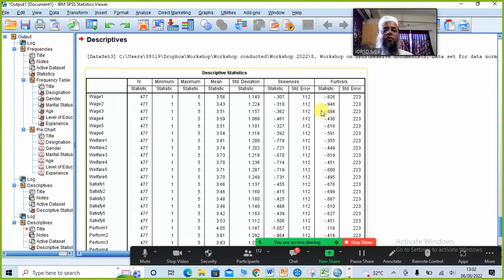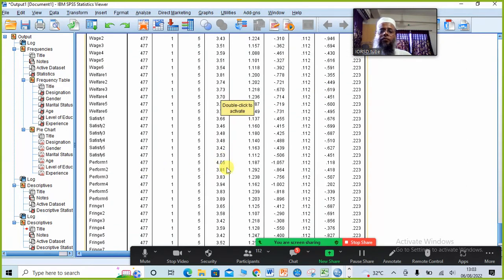So, sister, what is your opinion about the performance variable here? If I can see, the skewness value is minus 1.057, although the kurtosis value is 0.118. So either we will go for a parametric test or for a non-parametric test for sure.